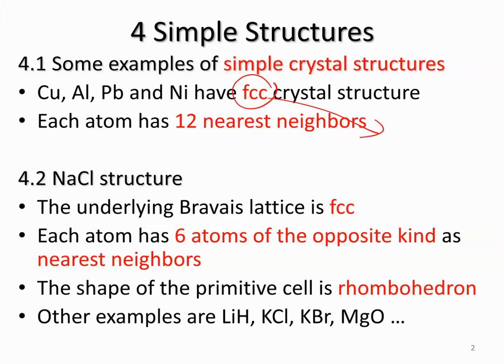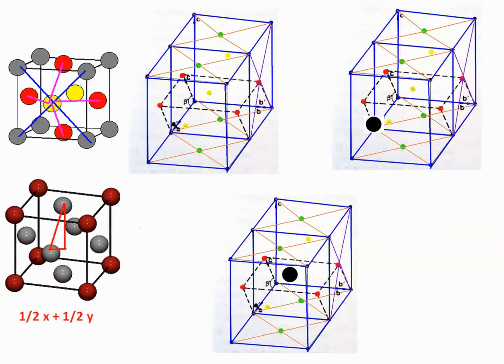For the sodium chloride structure, the underlying Bravais lattice is face center cubic, and each atom has 6 atoms of the opposite kind as nearest neighbors. The shape of the primitive cell is rhombohedron. Other examples with a similar structure to sodium chloride are lithium hydride, potassium chloride, potassium bromide, and magnesium oxide, MgO.